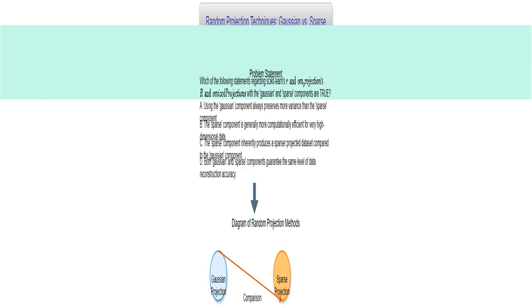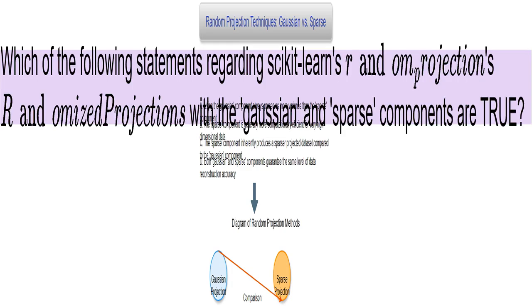This problem challenges us to understand how scikit-learn's random projection works with different methods, namely the Gaussian and sparse components, for dimensionality reduction. We'll explore how these methods impact data sparsity and computational efficiency in a high-dimensional dataset, 1,000 features. This is the core question. We need to evaluate 4 statements, A, B, C, D, about the Gaussian and sparse random projection methods in scikit-learn to determine their accuracy.